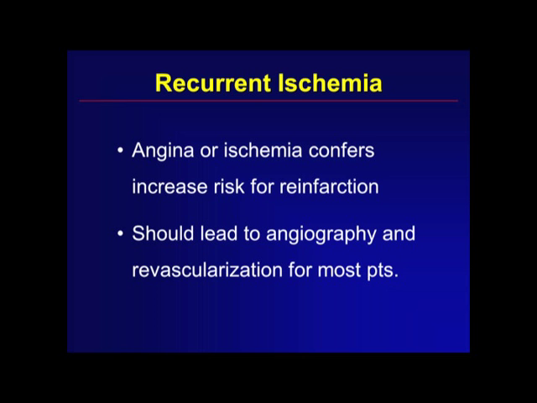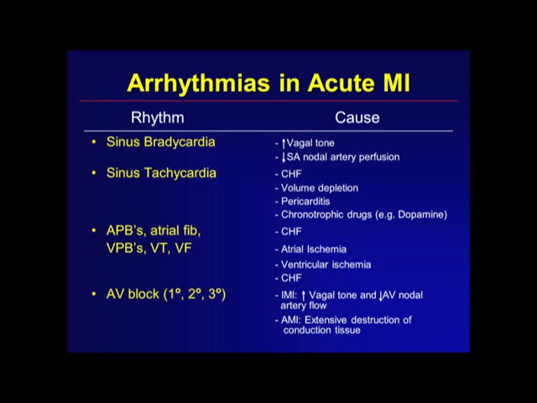Recurrent ischemia, angina or ischemia, and these patients are at risk for reinfarction. And we're going to go to the cath lab. And we're going to look to see if their culprit lesion is back or if there's a new plaque rupture or what's going on. If they have arrhythmias, they can be all kinds. The cause of bradyarrhythmia may be that the sinus node is affected, so the heart rhythm goes down.